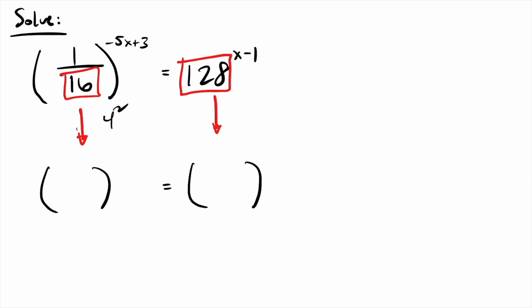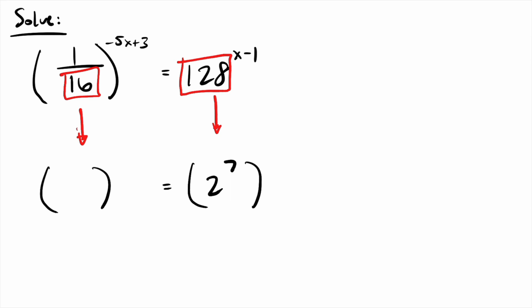I think we're going to use 2 again. We already know what 2 to the, so 16. So 2 to the, let's see, 2 to the seventh power is 128. So 2 to the seventh power. 16 is 2 to the fourth power.